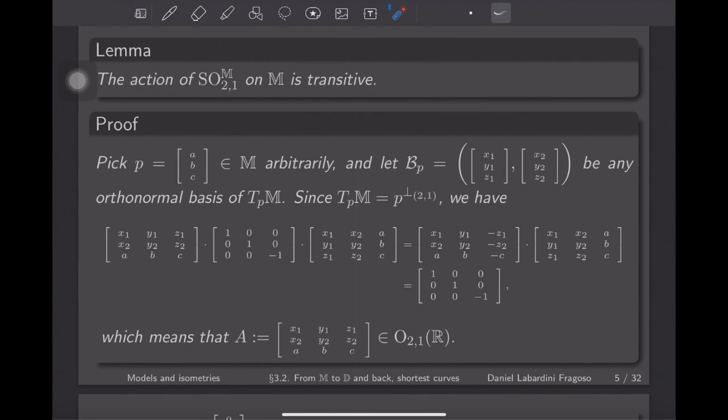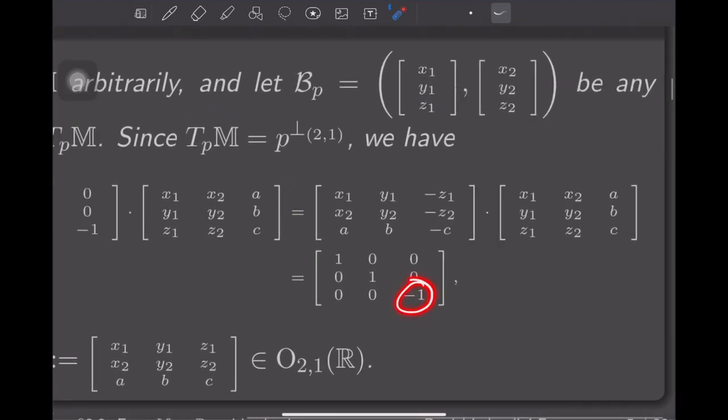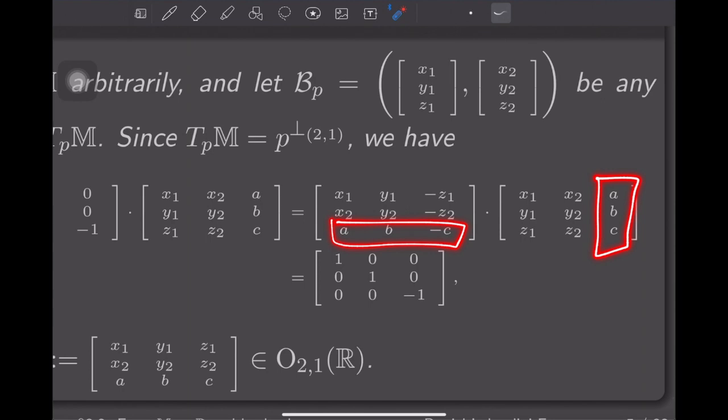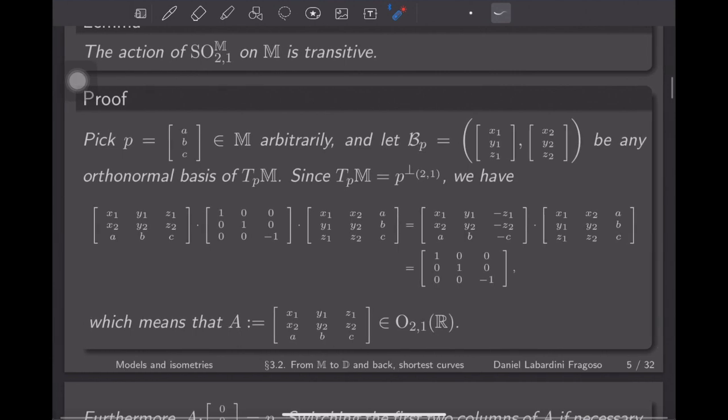Okay. And so this means what? This means that I have this equal to this. So my matrix lives in the Lorentz group. Yet this minus 1, it is because I obtain it from this, this times this. The point is p lives in the hyperboloid, and the hyperboloid is the level set of minus 1. Okay, and so my matrix lives in the Lorentz group.